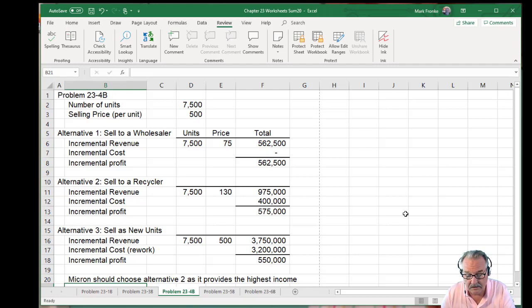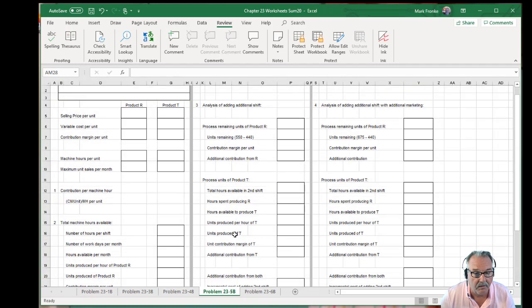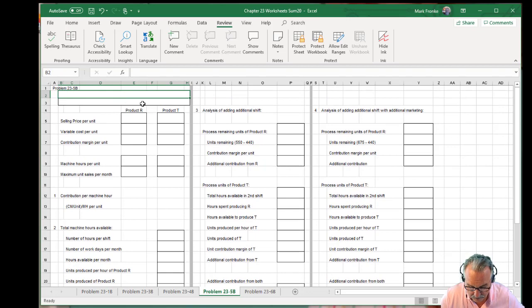23.5b is a product mix problem, and I've set this up. We have two products. This is the Sung Company. This is a product mix analysis, where we're going to compare two products, product R and product T, that use the same machine. So we have to decide how much of product R and how much of product T are going to be processed based on our demand.